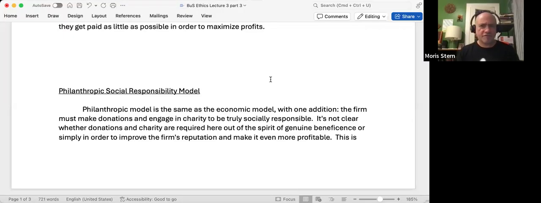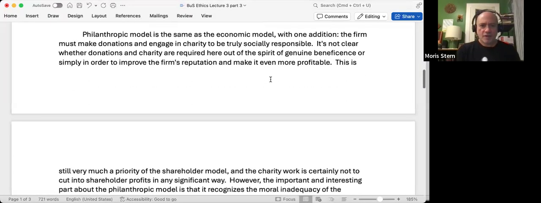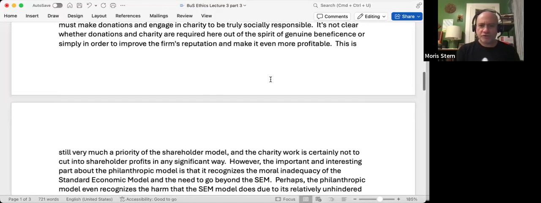So it's not clear whether philanthropic model captures genuine moral interest or whether it is simply along the lines of the standard economic model of maximizing profits any way possible. Right? So it is still very much a priority of the shareholder model, and the charity work is certainly not to cut into shareholder profits in any significant way. We can think of it as a long-term investment even.